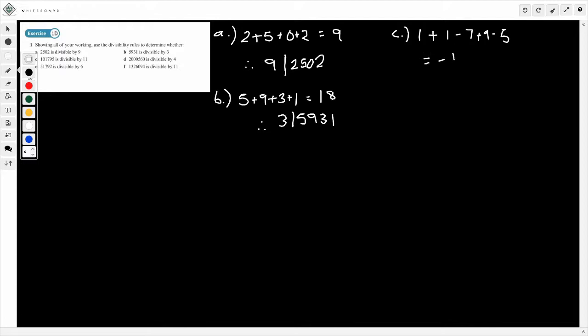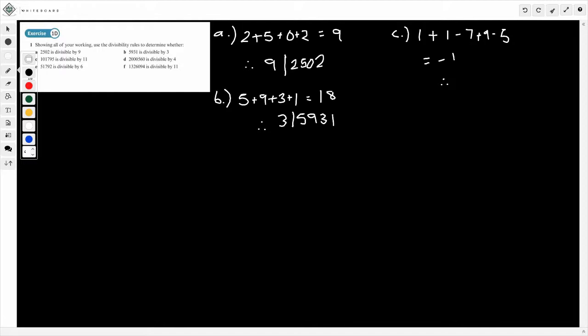And clearly, minus 1 doesn't divide 11. So therefore, this is not divisible by 11. This number here, 101,795, is not divisible by 11 because the result here, minus 1, does not divide 11.